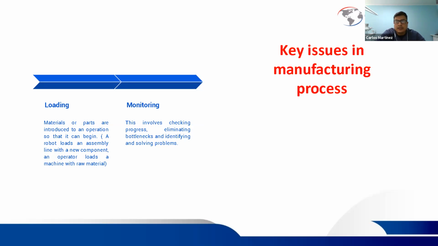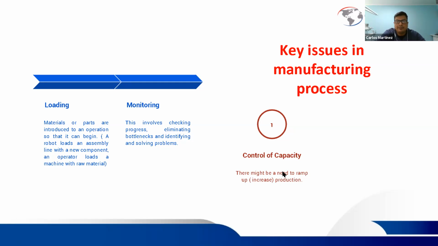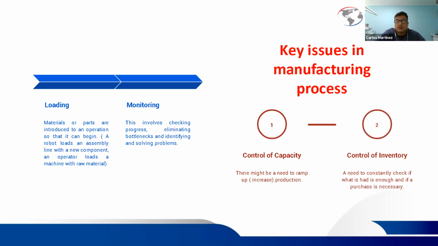And now we have key issues. What we just mentioned are key stages. Now we're going to mention two key issues in the manufacturing process. The first one is the control of the capacity. There might be a need to ramp up or increase production. Do we need more? Do we need less? Somebody needs to control this. So this is one issue that can appear. And the other issue that can appear is the control of inventory. There is a need to constantly check if what is had is enough and if a purchase is necessary.